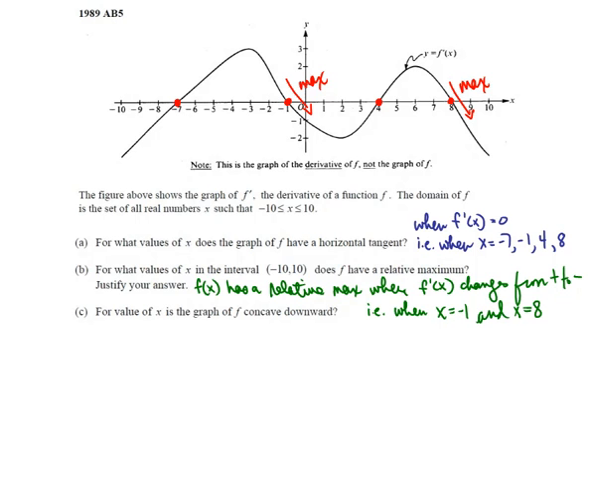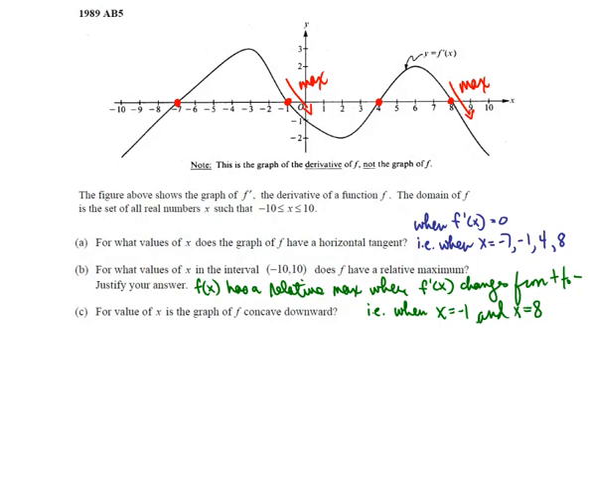C, for what values of x is the graph of f concave downward? Now since this is the first derivative and concavity is determined by the second derivative, how do we see the second derivative in the graph of the first derivative? It would be the slopes of the first derivative.